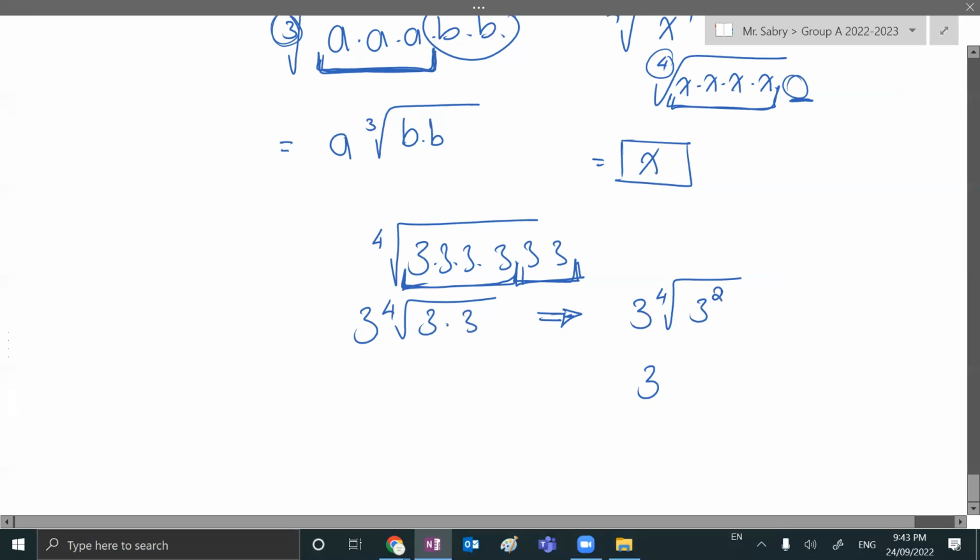The 4th root of a power of 2 will make it a square root, to the power of the 3. The 4th root of the 2 will just leave. I don't know how to explain this one in a simpler way.